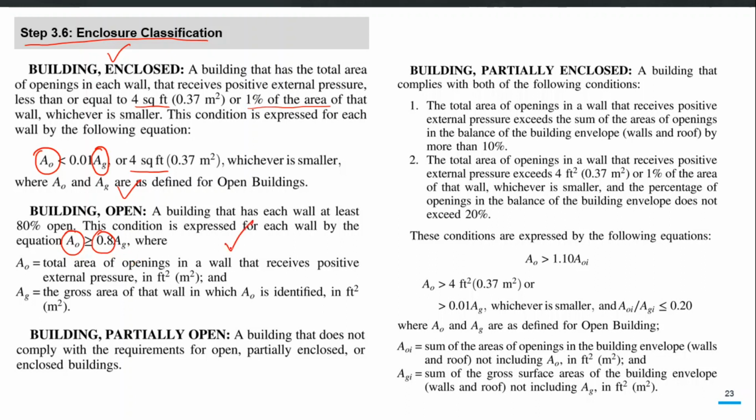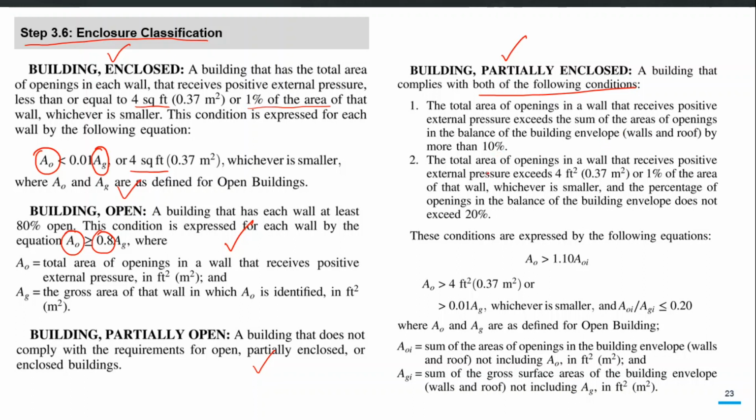The expression to calculate design wind pressure P for open and enclosed is different. And then you also have partially enclosed. Actually, for partially enclosed the expression is not different; partially enclosed and enclosed have the same expression. A building that complies with both of the following conditions should be classified as partially enclosed. The first condition is that the total area of opening in a wall that receives positive external pressure exceeds the sum of the area of openings in the balance of the building envelope by more than 10%.